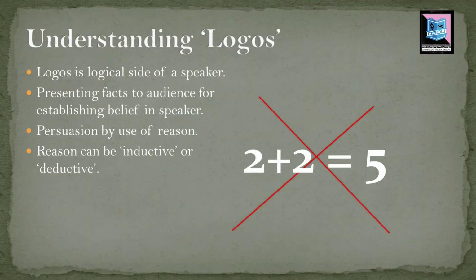Moving on to the second aspect. The second aspect is logos, or the logical side of the speaker. If I am going to explain a certain thing to you, it should be done in a logical fashion. Let me give you an example. If I say 2 plus 2 is equal to 5, would you believe it? I don't think so. Because according to you and the logic which has been established, 2 plus 2 is not 5. We all know 2 plus 2 is 4.